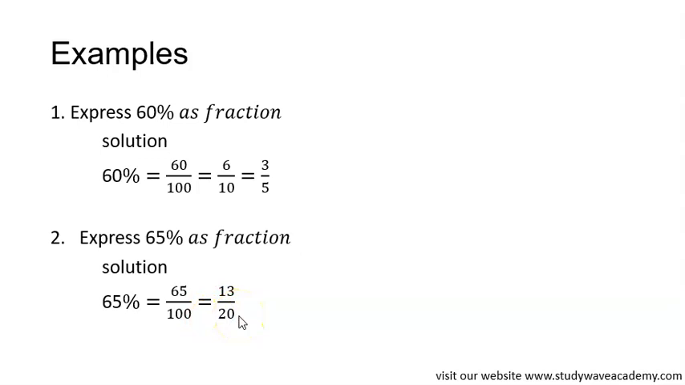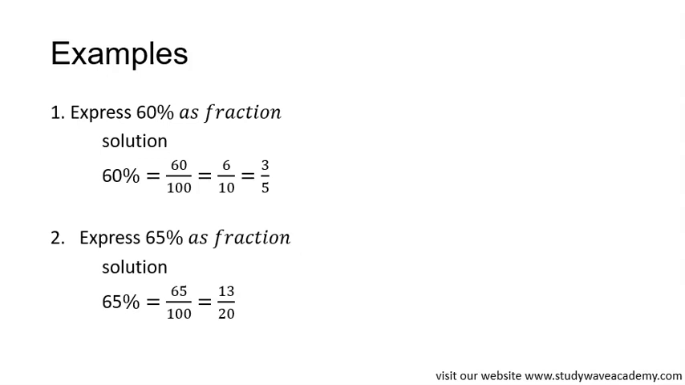Do we understand that? So 65% in fraction is 13 over 20 or 65 over 100. 60% in fraction is 60 over 100 or its lowest form 3 over 5. Do we understand that? Good.